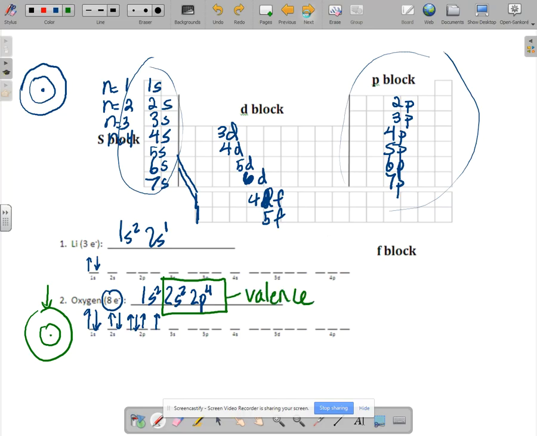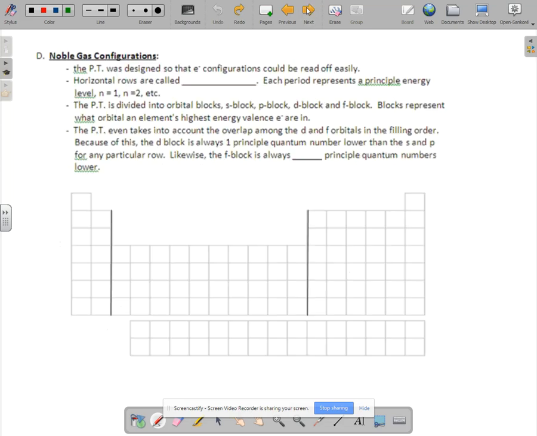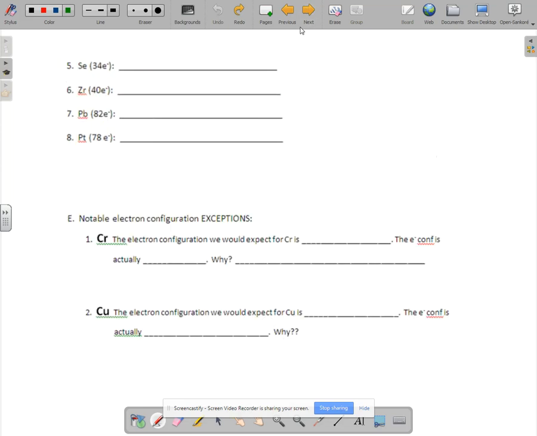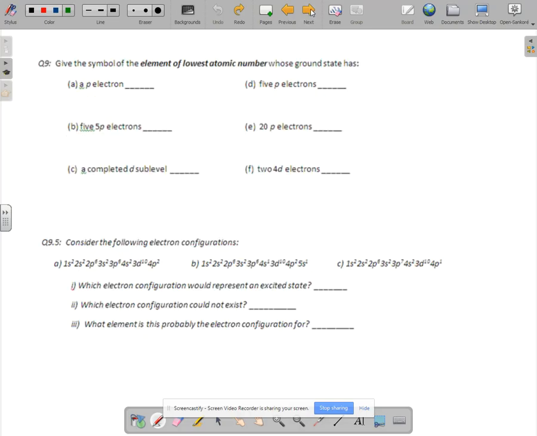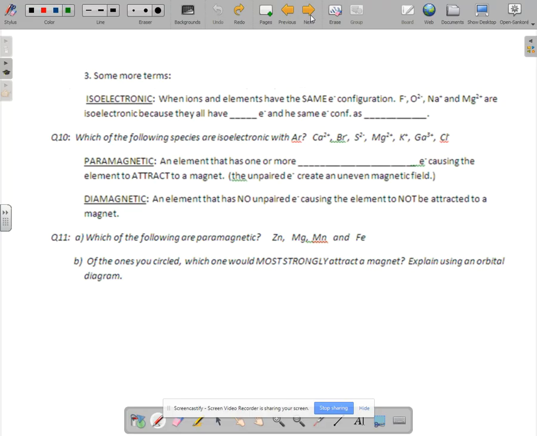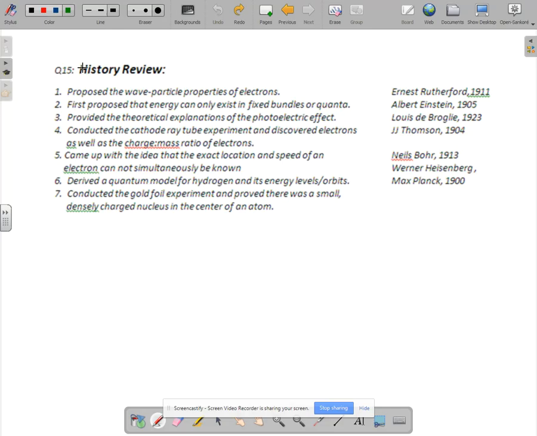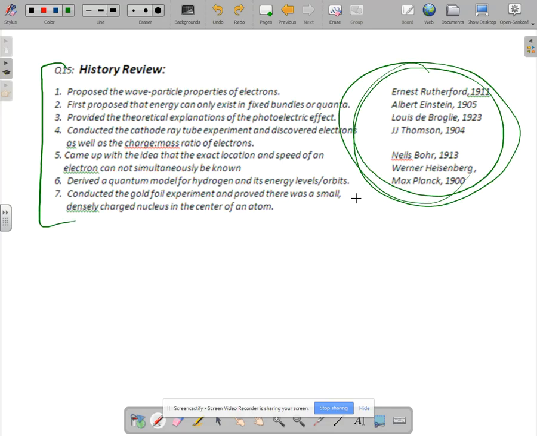All right, as you go through, there'll be some interesting things that happen with ion charges and noble gas configurations. And there's a couple of exceptions. You should be able to find this stuff in your book and just work through it. Make sure you check the key on Schoology really thoroughly. Okay. Some more terms. And then last but not least, at the very end, there's a little history review. I think you just need to be loosely familiar with these guys, and what their accomplishments were.